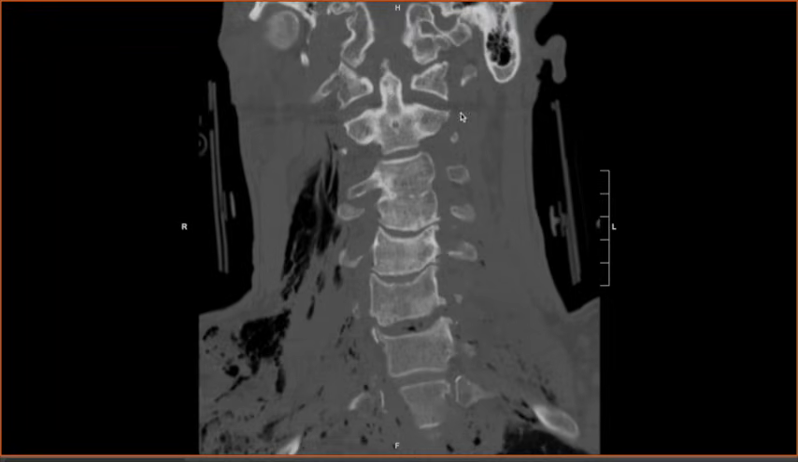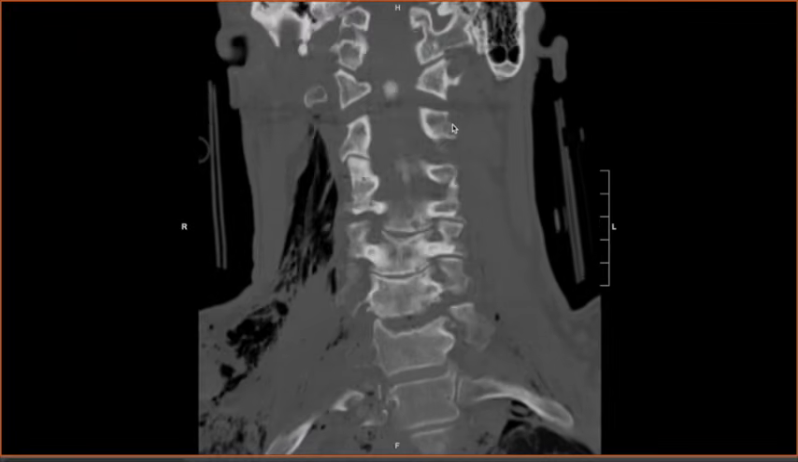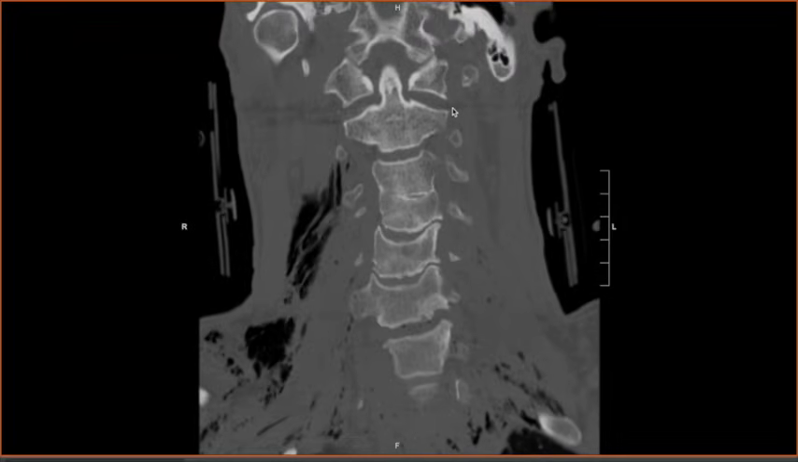There is distraction at the C1-2 articulations bilaterally here. This is diagnostic of craniocervical dissociation. Remember, craniocervical dissociation is an umbrella term to describe dissociation of the atlanto-occipital joint or the atlanto-axial joint. And we have dissociation here of the atlanto-axial joint.